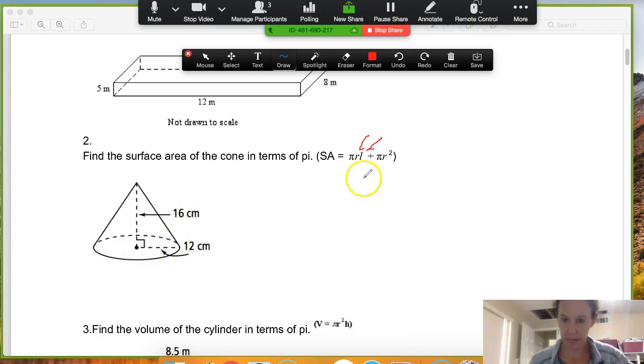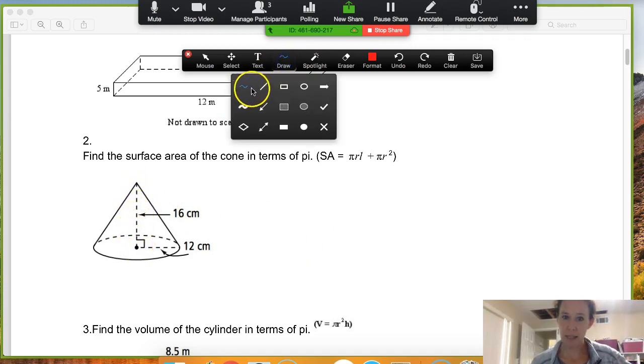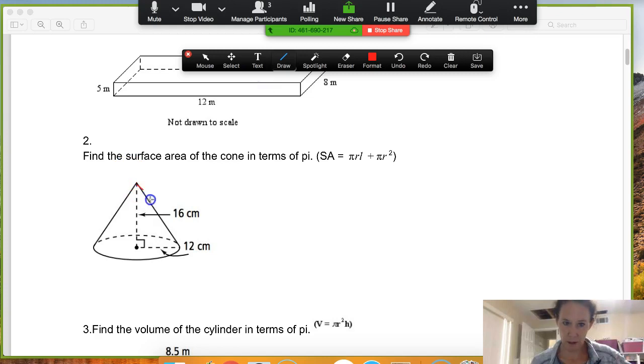So what does R mean here? What's R? Radius? Yeah, R is the radius. And what's L mean? Length. L actually in this formula is the slant height of a cone. So this is the height, and the slant height is the height here on the cone surface. This is your slant height, okay? That's your L. So you have to know what that is.